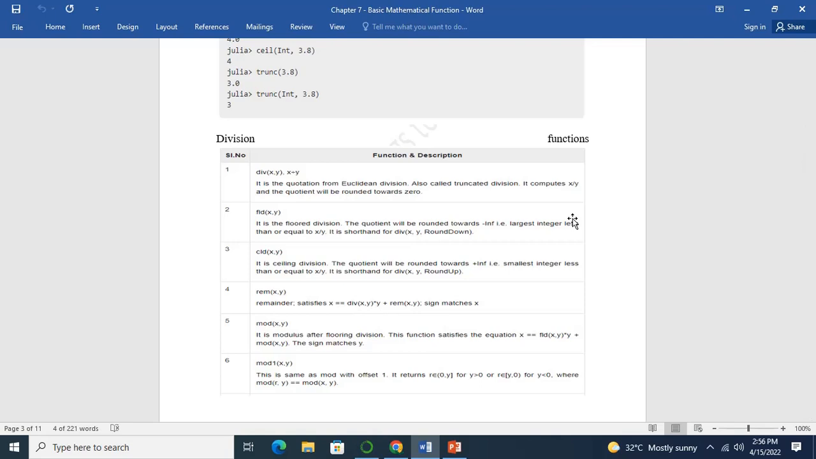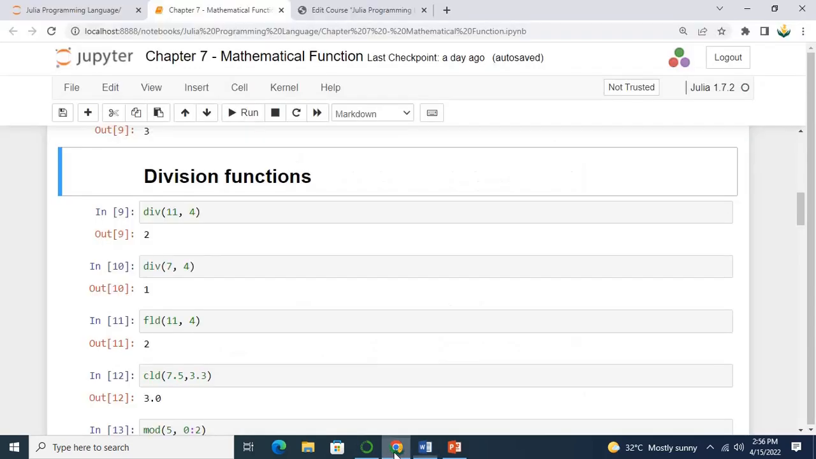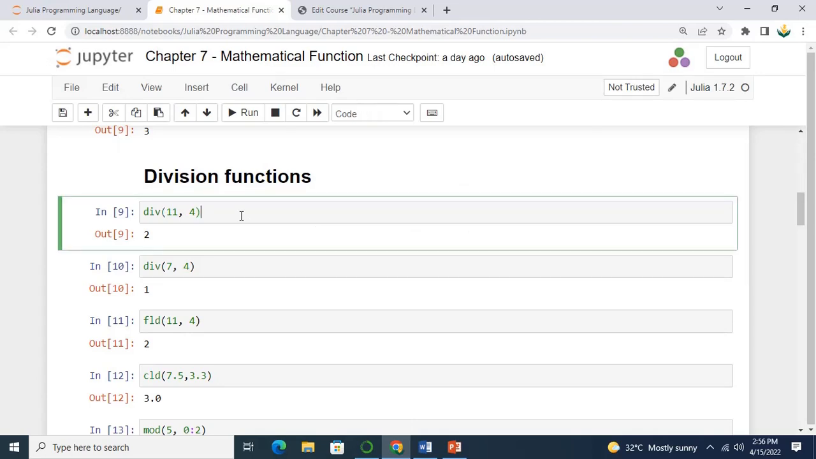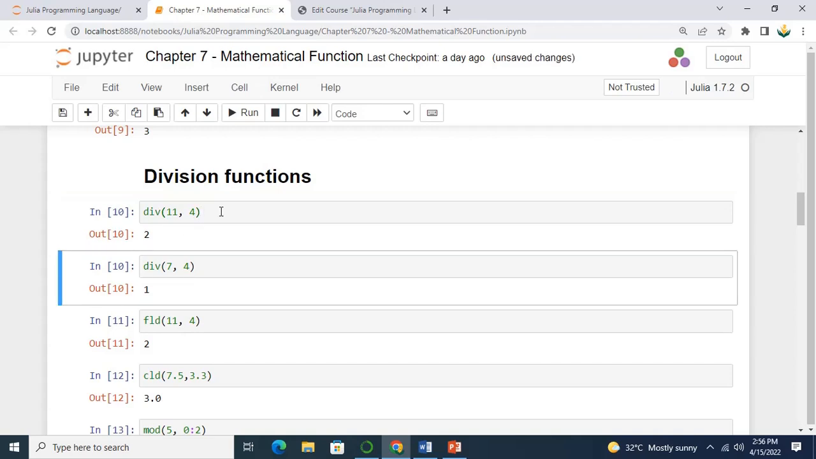We have different techniques we generally use to divide any number as far as Julia is concerned. Now let's straight away dive into the hands-on session. As far as divisions are concerned, we have the method called div, and within the brackets you pass the numerator as well as the denominator value. In my case I have taken 11 and 4, so it is going to give me the remainder as 2 here. Let's enter it.